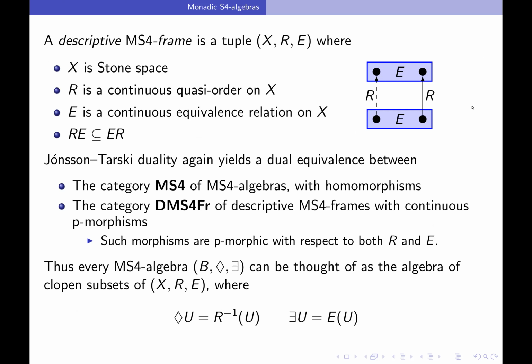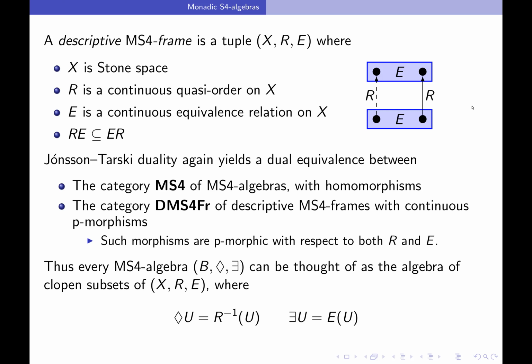So what do the dual spaces look like? To generalize the duality picture, what we have now are descriptive MS4 frames. So now you have a Stone space, you have a continuous quasi-order, just like before, and now we have an equivalence relation as well, which you'll note is just a quasi-order of depth 1, reflecting the fact that E was an S5 operator instead of just an S4.